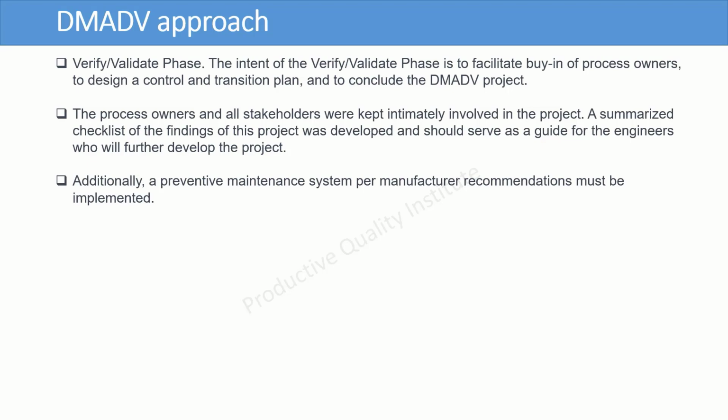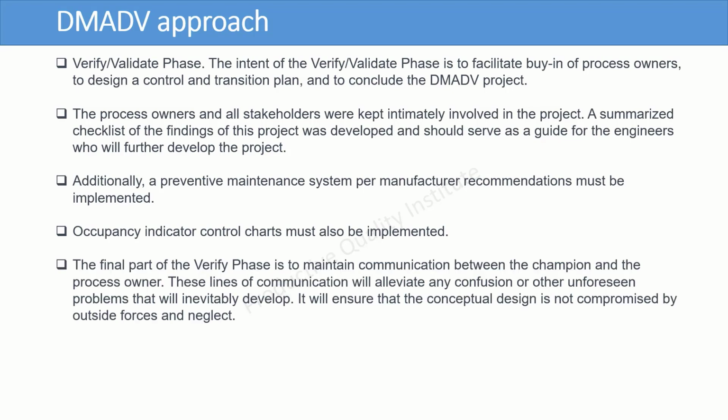Additionally, a preventive maintenance system, per manufacturer recommendations, must be implemented. Occupancy indicator control charts must also be implemented. The final part of the verify phase is to maintain communication between the champion and the process owner. These lines of communication will alleviate any confusion or other unforeseen problems that will inevitably develop. It will ensure that the conceptual design is not compromised by outside forces and neglect.